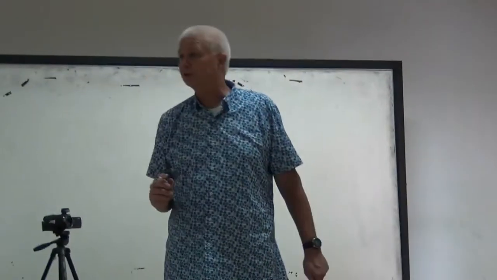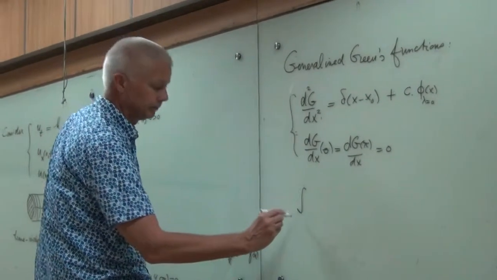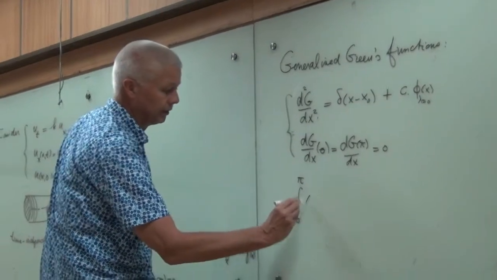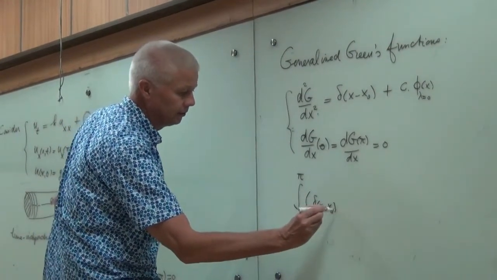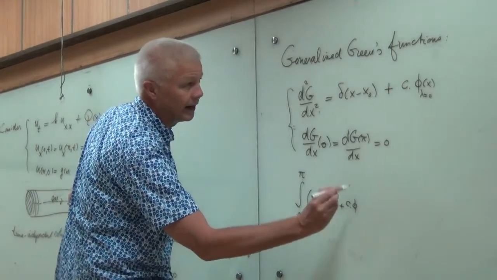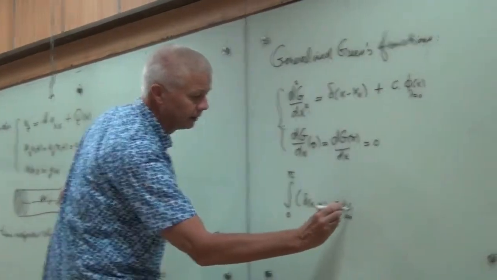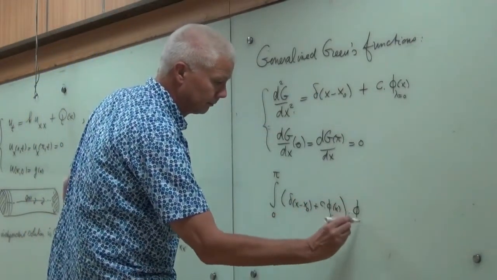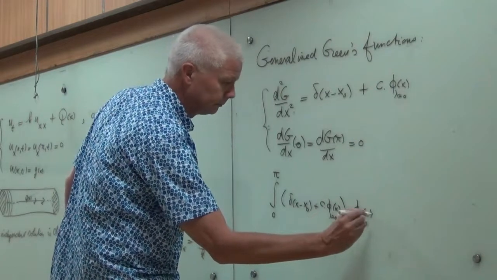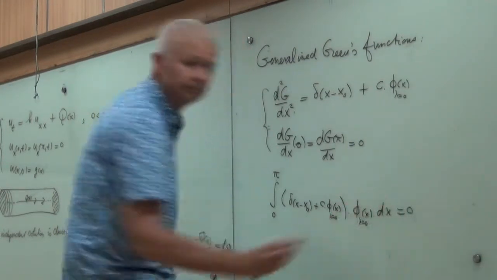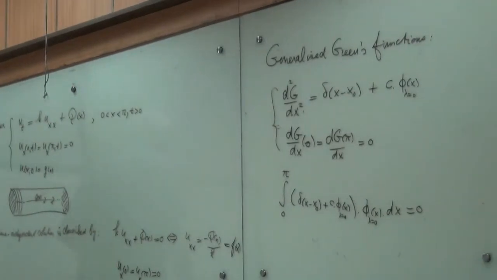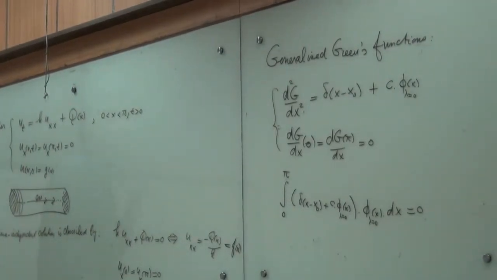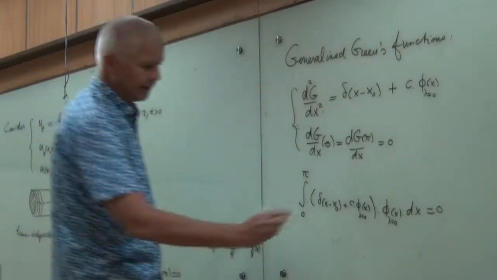And I would like to have a solvable problem. So I should determine that c in such a way that the problem becomes solvable, and that means that the integral from 0 to pi in this case of delta(x minus x0) plus c times phi lambda 0 of x, times that function dx, is 0. Because if it's 0, then it's solvable. You agree? So I will determine c.